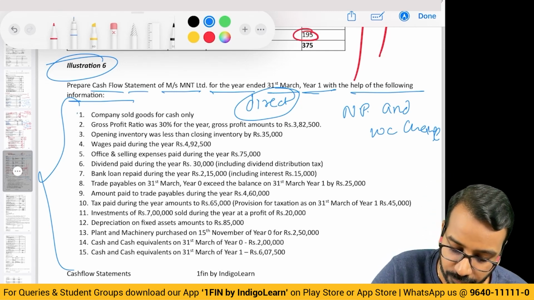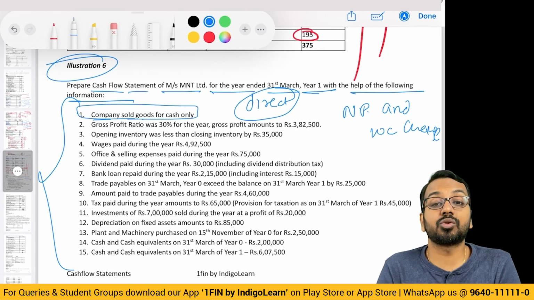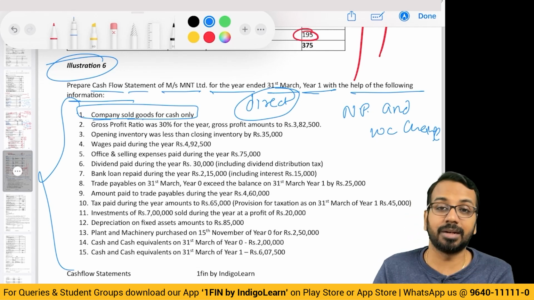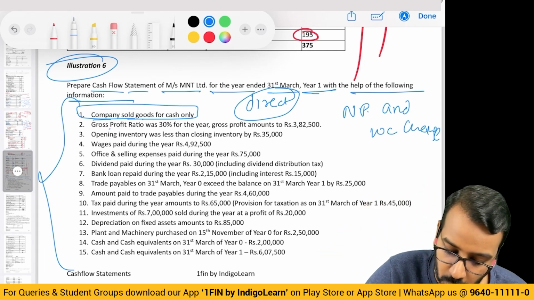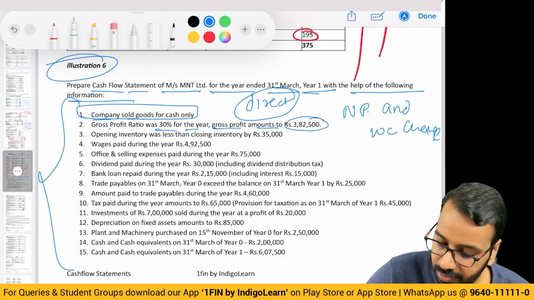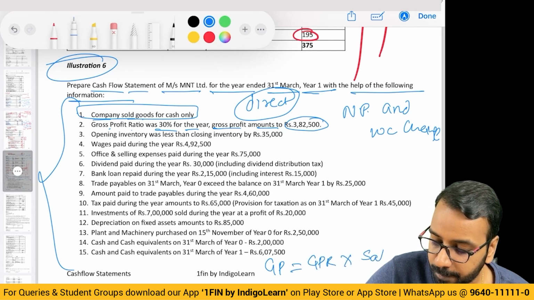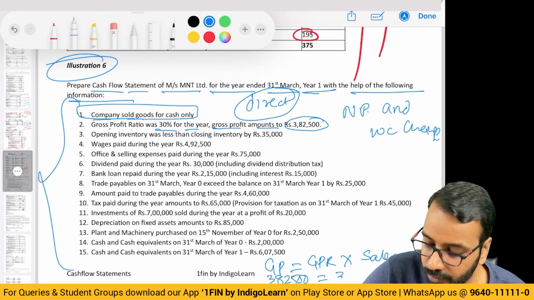Okay, so here the first point says company sold goods for cash only. Okay, if it said company sold goods for cash and credit, 80% cash, 20% credit, then that 20% credit information will be used to prepare a debtor account. Okay, then gross profit ratio was 30% for the year. Gross profit amounts to 3,82,500. Now what to do with this information? Gross profit is equal to gross profit ratio multiplied by sales. Gross profit is 382,500, which is equal to 30% of sales.